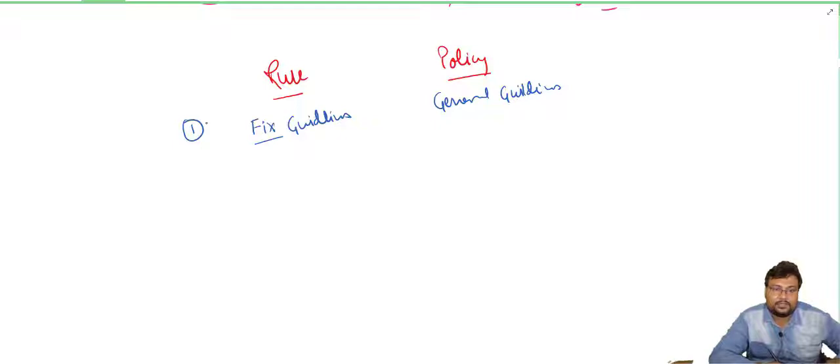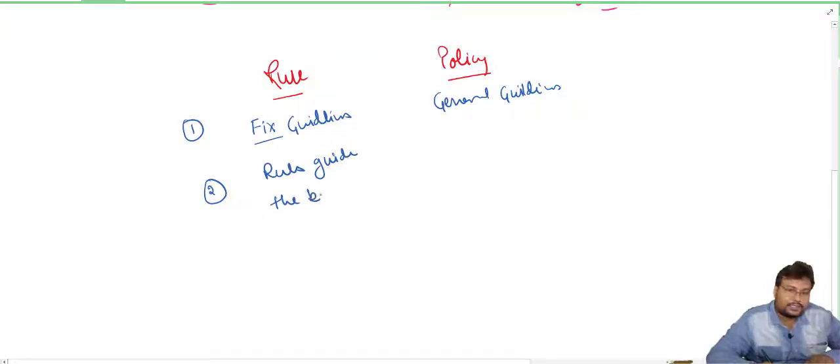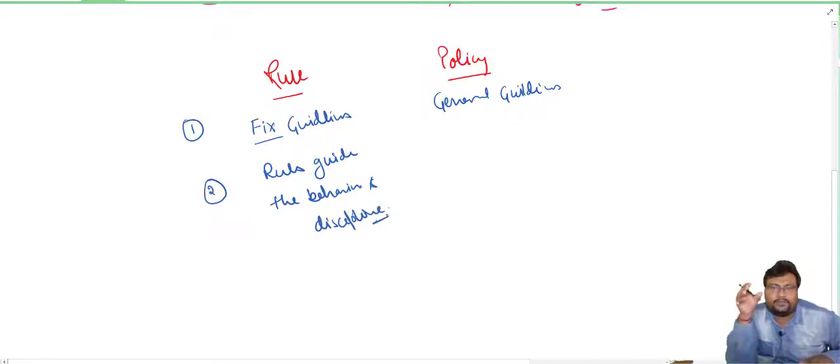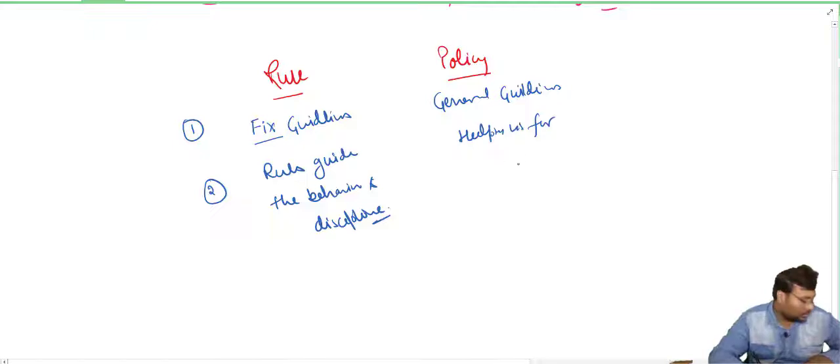Second difference, rules are guiding the behavior, and they are guiding what, beta? Discipline. And policies are just ensuring that if any particular situation is there, what response can be given. So policies are helping us, you can write down, guiding us for taking decisions.